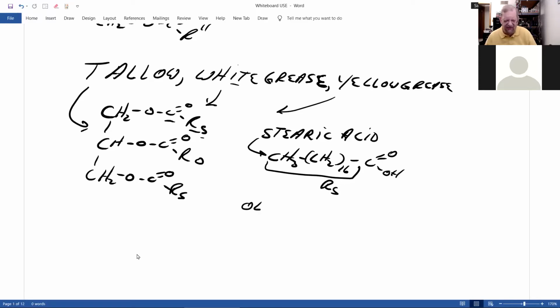Now, oleic acid, you should know the structure of, has the following. It's a monounsaturated fatty acid, and a fatty acid is a carboxylic acid that comes from fats and oils, and they're always an even number of carbons, and there's no branching on them.